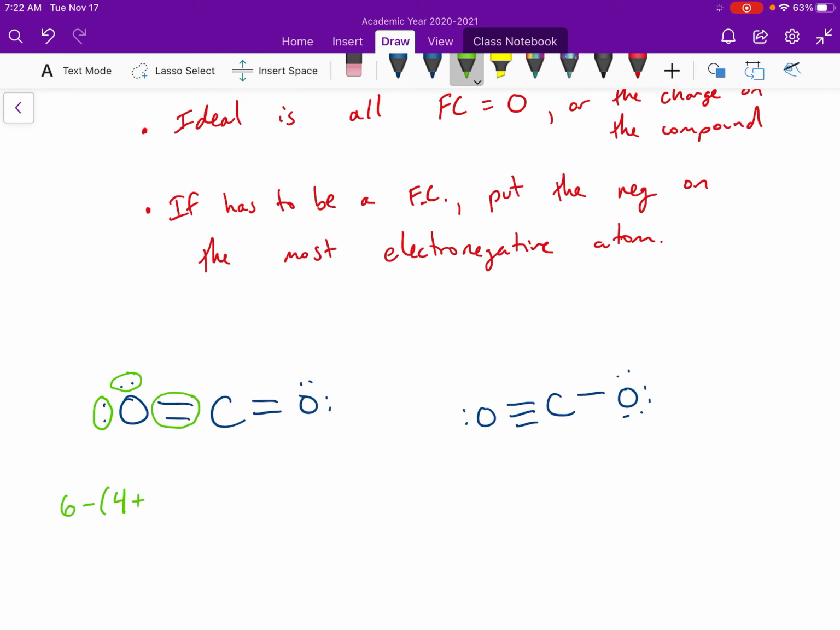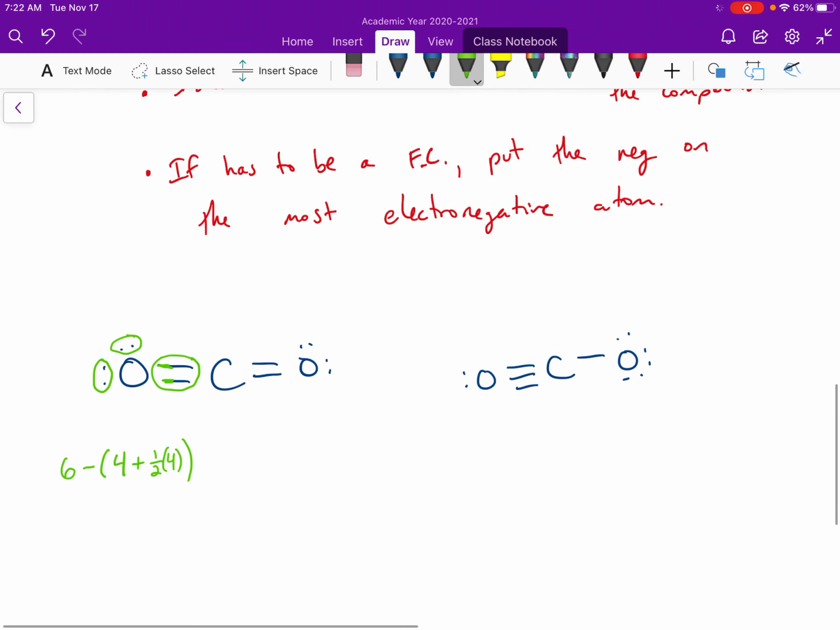Okay? Now really only one of those we would say would belong to oxygen because they're sharing, right? And so that's why we say half of the bonding electrons, or half of 4, which is 2. Okay? So we end up with 4 plus half of 4, which is 2. So this is 6. 6 minus 6 equals 0. So the formal charge on this oxygen is 0, which is great.